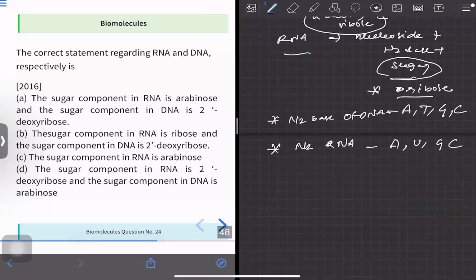So they are asking about what is the correct statement. Option A is the sugar component in RNA is arabinose, which is wrong. The sugar component in DNA is 2-deoxyribose, which is correct. Option B is the sugar component in RNA is ribose and the sugar component in DNA is 2-deoxyribose. So option B is the correct option.